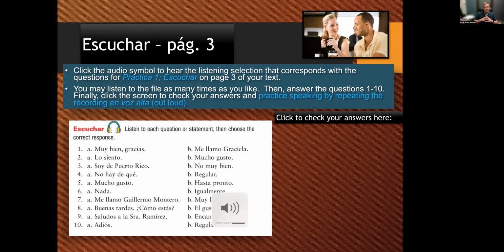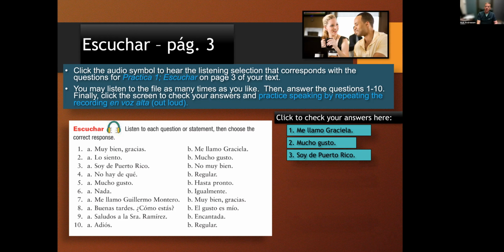1. ¿Cómo te llamas? Me llamo Graciela. 2. Te presento a Juan Pablo. Okay, so select there A or B. Mucho gusto is what you would say to that. 3. ¿De dónde es usted? How would you answer that? A or B? Soy de Puerto Rico.